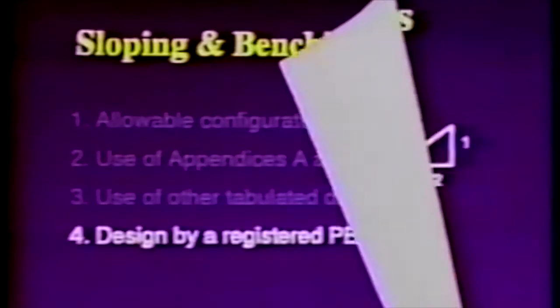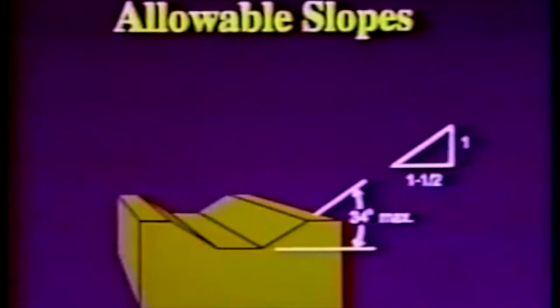The first option specifies allowable configurations and slopes. Any excavation less than 20 feet in depth may be sloped at an angle not steeper than 1 1/2 horizontal to 1 vertical, 34 degrees measured from the horizontal. Such slopes meet OSHA's requirements for worst-case soils, Type C, as defined in 29 CFR 1926, Subpart P, Appendix A.